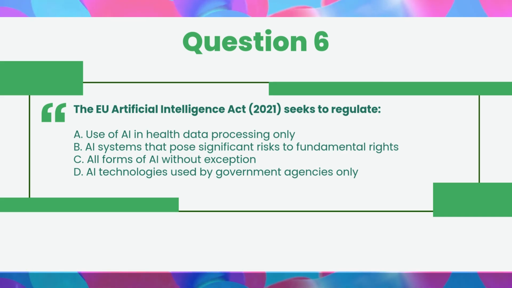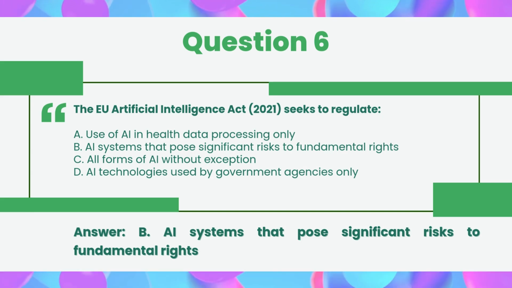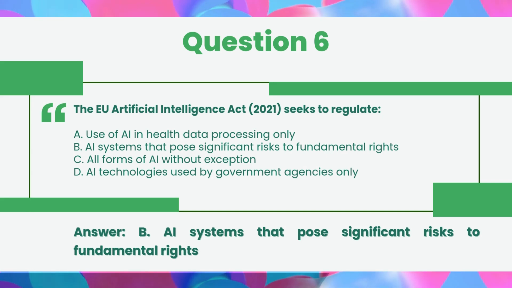The answer is B. AI systems that pose significant risks to fundamental rights. This is because the EU Artificial Intelligence Act 2021 proposes rules to manage risks associated with AI, particularly those that could impact fundamental rights and freedoms.